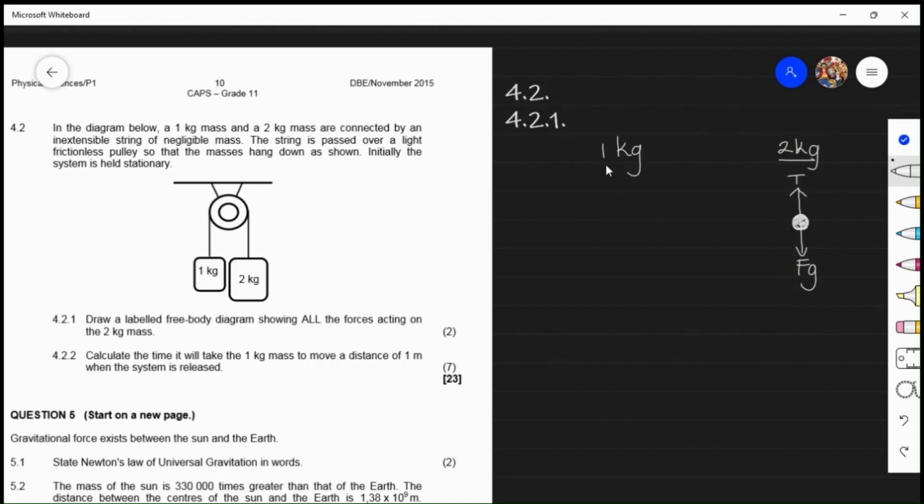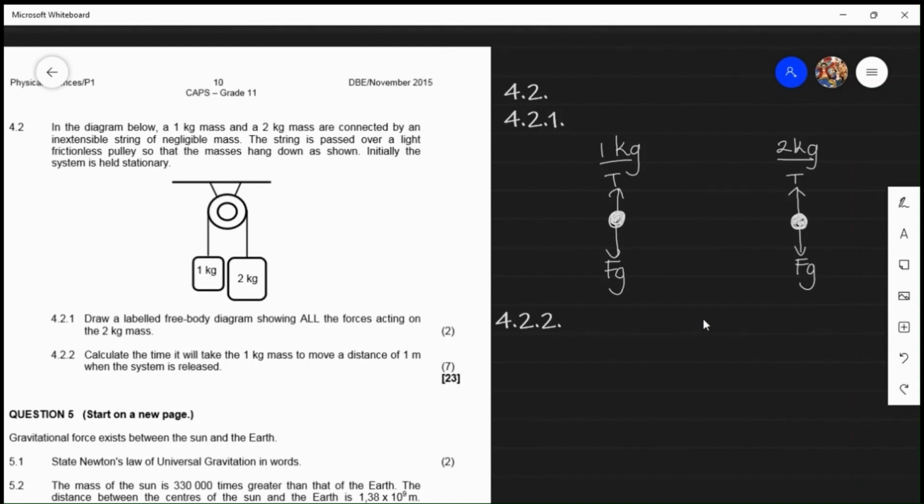Now I'm also going to include a free body diagram for my 1 kg mass. The reason I'm doing this is if we are going to do any calculations based on these objects, which we are going to do in question 4.2.2, at least we have the free body diagrams that will assist us in our calculations. So the 1 kg mass is the exact same situation. It has gravitational force acting down, and it has tensional force acting up.